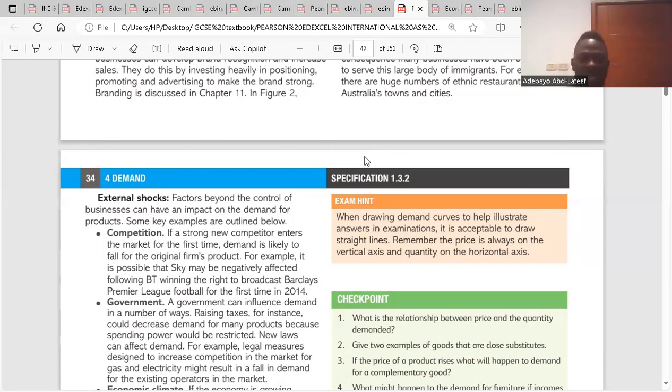They don't have power over it. So what are those factors? Number one, competition. If a strong new competitor enters the market for the first time, demand is likely to fall for the original firm's product.